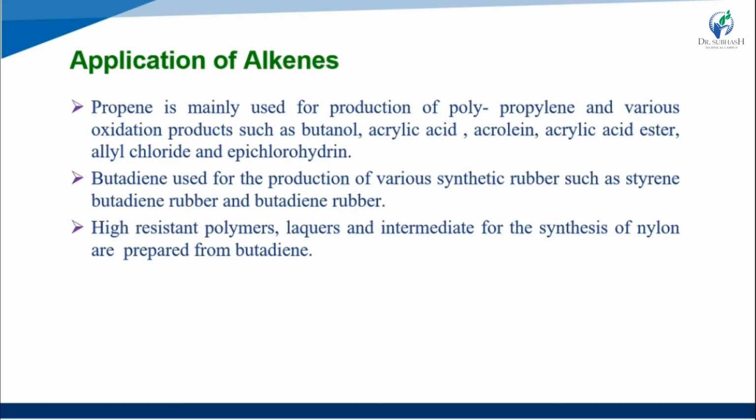Then the ninth one: butadiene is used for the production of various synthetic rubbers such as styrene-butadiene rubber. And the last one: a high resistance polymer and intermediates for the synthesis of nylon are prepared from butadienes.